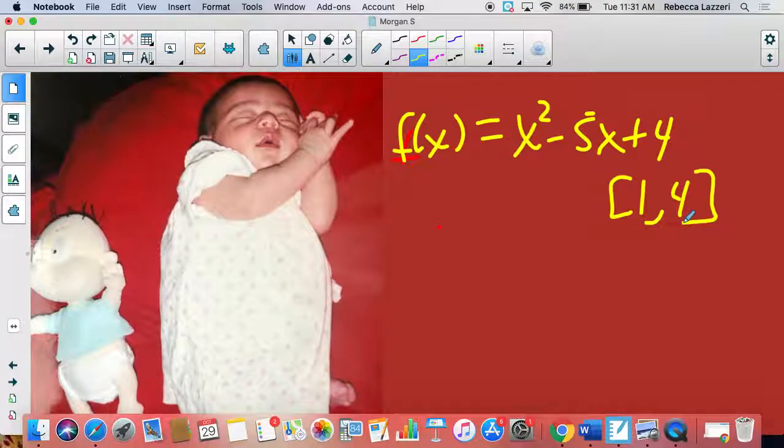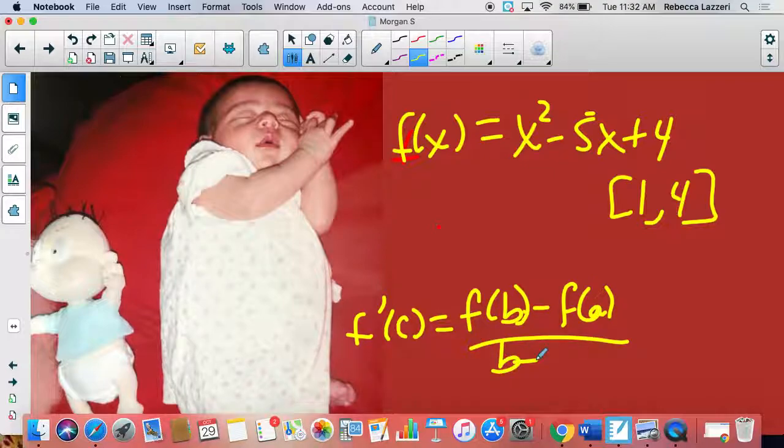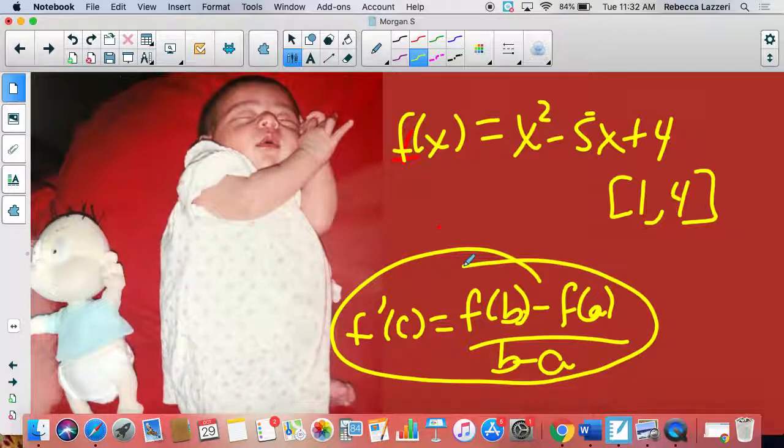Let me read the wording to you. For instance, determine whether the mean value theorem can be applied on the closed interval. If the mean value theorem can be applied, find all values of c such that f prime of c equals f of b minus f of a over b minus a. Before we go on, do y'all understand that's what we're talking about? That's the same slopes: the average slope equals the instant slope.